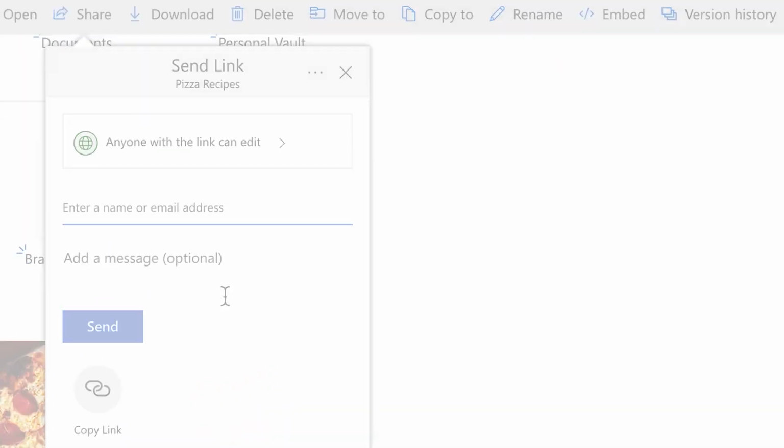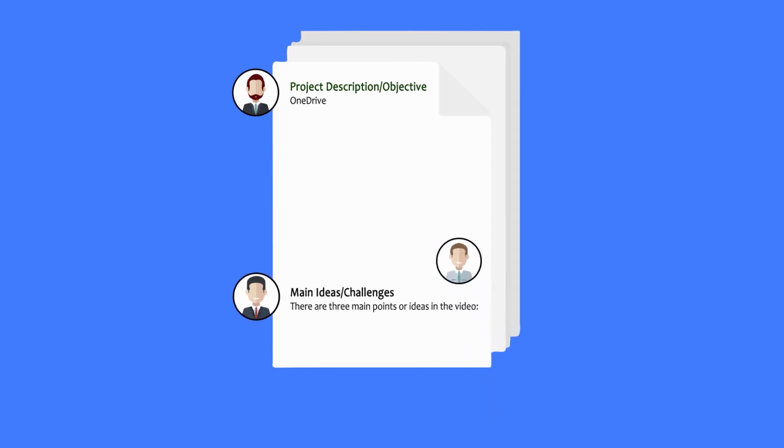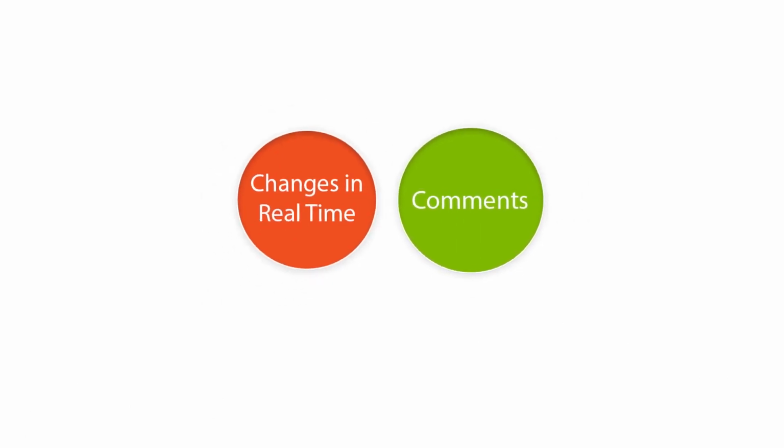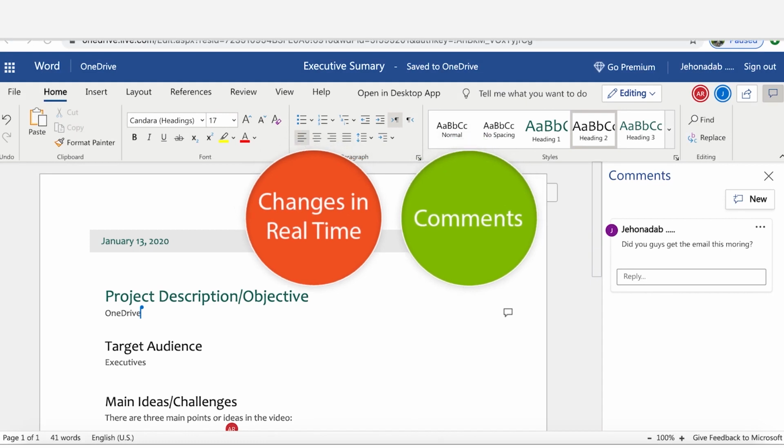Now that you have shared your document, it's time to collaborate on it. The benefit of collaboration is that it allows us to work on our documents simultaneously with our coworkers. Whatever you or your coworkers edit in the document will be visible in a few seconds. You will be able to see any changes in real time and post comments and review feedback.